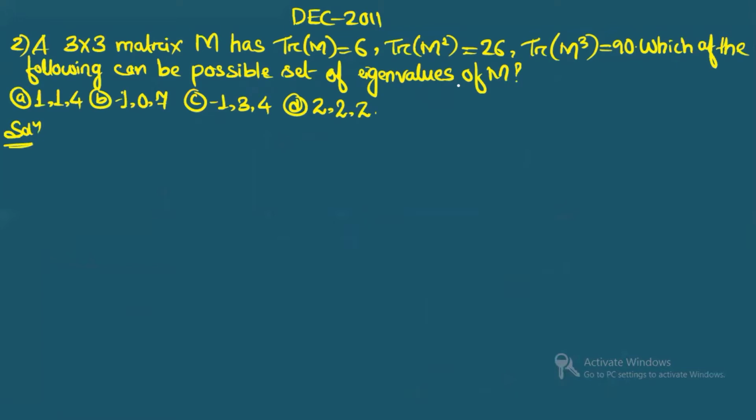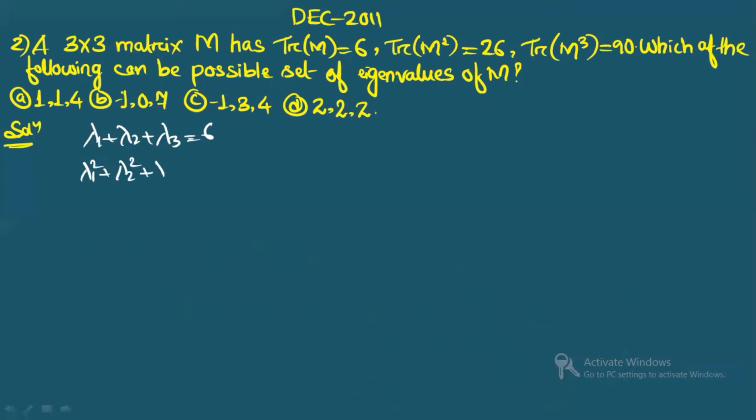So here it is given that the trace of M is 6. That means the sum of the eigenvalues of the matrix M, that is lambda 1 plus lambda 2 plus lambda 3, is 6. Trace of M square means the eigenvalues will be lambda 1 square, and so on. You have already seen this in the properties.